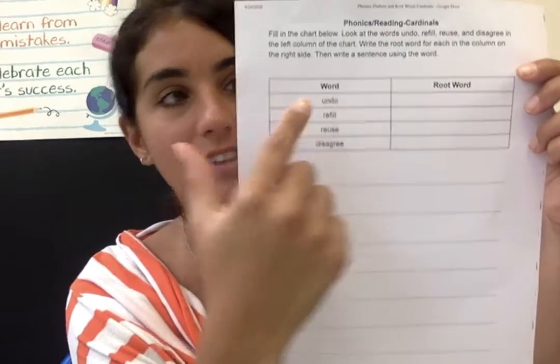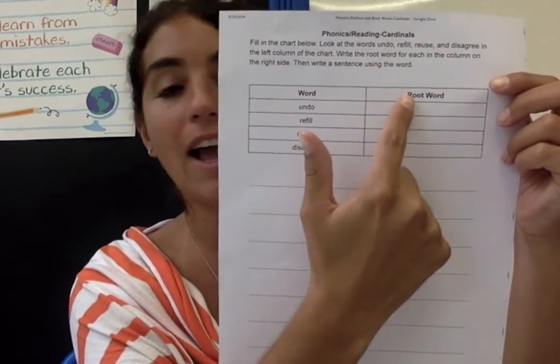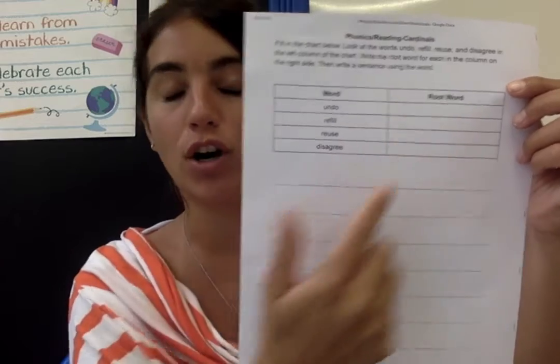So the first thing that you need to do is read the directions. Let's read them together. The directions say, fill in the chart below. So this is the chart that you will be filling in. It says word and root word. I will explain to you soon what that exactly means.